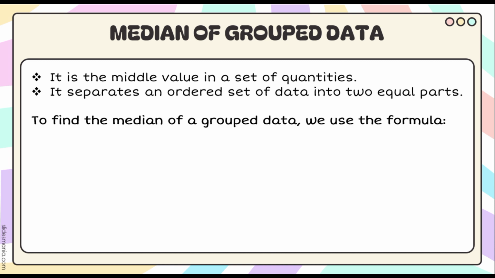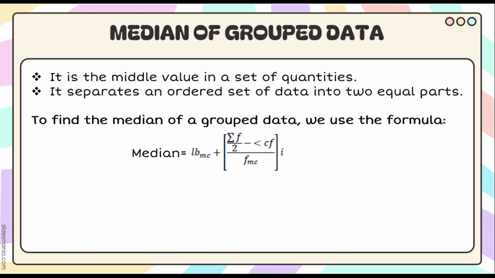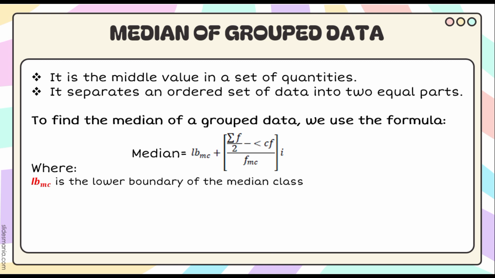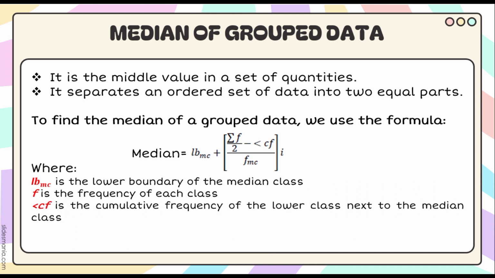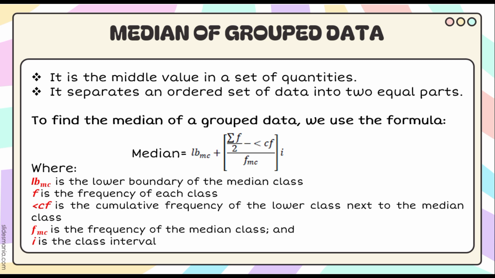To find the median of group data, we use the formula: median is equal to LB sub MC plus the quantity of summation of f divided by 2 minus CF, all over f sub MC, times the i. Where LB sub MC is the lower boundary of the median class, f is the frequency of each class, CF is the cumulative frequency of the lower class next to the median class, f sub MC is the frequency of the median class, and i is the class interval.